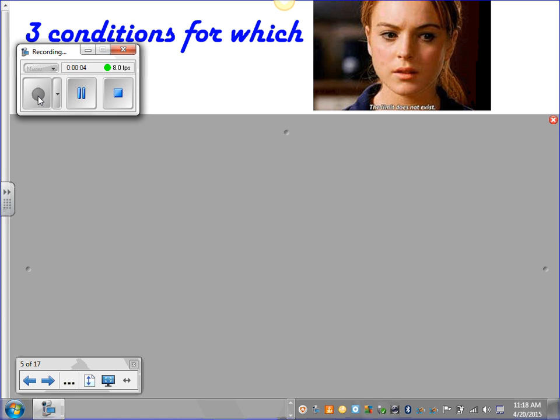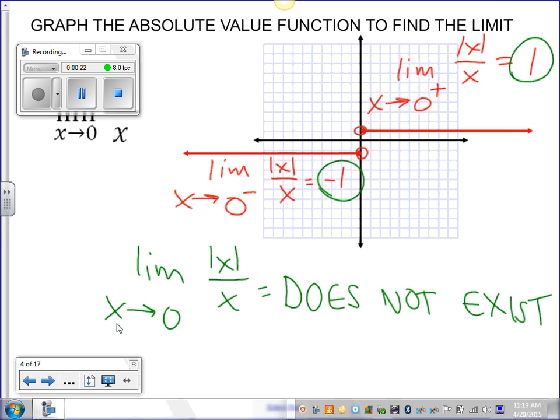We left off talking about a situation in which a limit might not exist or does not exist. That's why we have the charismatic and somewhat troubled Lindsay Lohan here at the top of the screen, which I'm sure you're all familiar with. This was the example from class that we left off with.